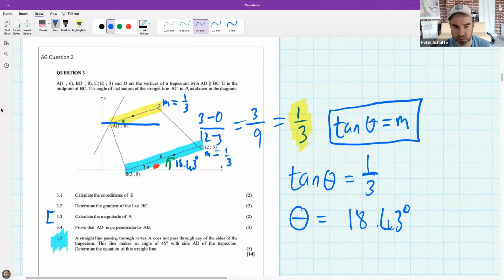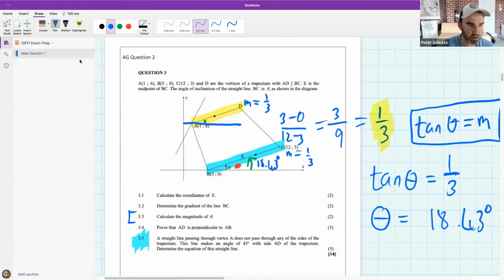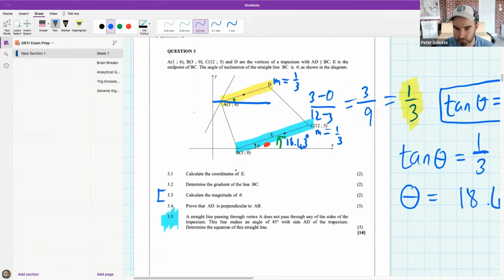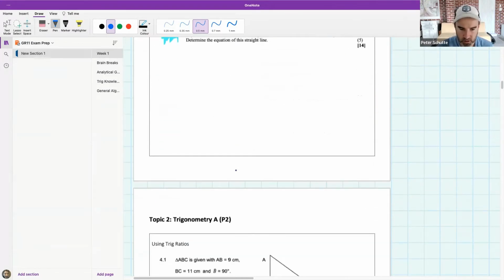Yes, you do, Nizole, that's exactly right. But I don't want to spend the whole lesson on analytical because I know a lot of people want to talk about trig. So you can do this question by yourself at home later on to practice.